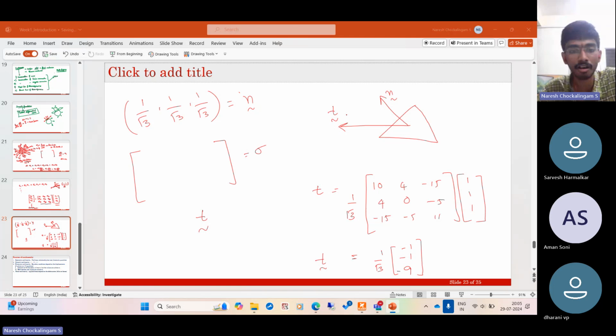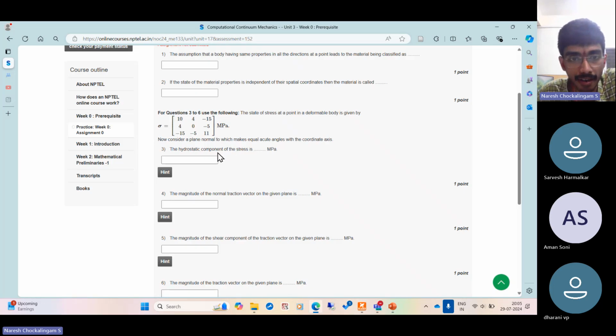Now they are asking the normal traction on the hydrostatic component, which you can get. You just take hydrostatic and deviatoric, right? That you would have covered in BTech. Hydrostatic is just the trace, the sum of the diagonal elements, divided by 3. That you can get directly.